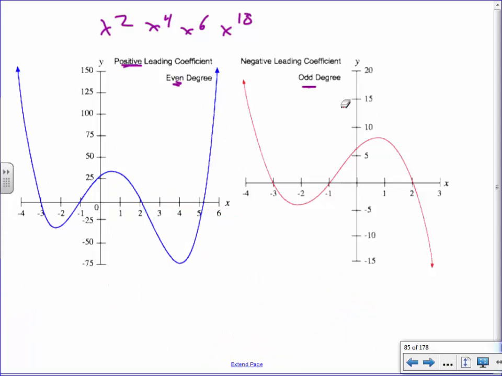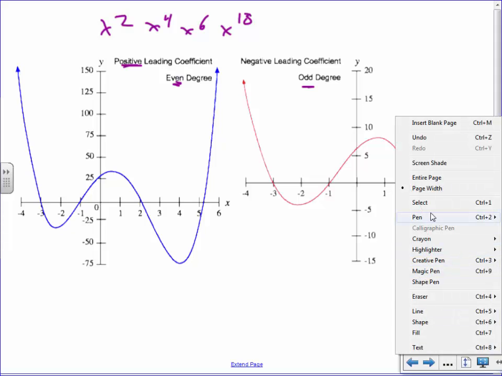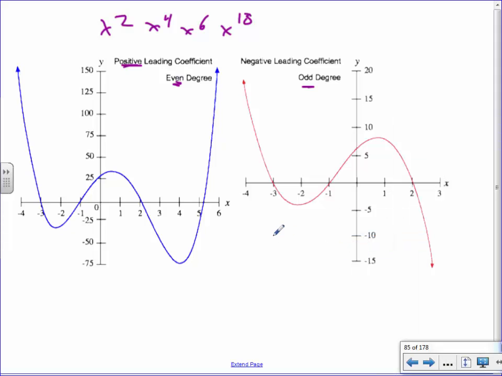Okay, so based on this graph right here, it would look to me like we should have an x plus 3, right? Due to the root of minus 3. We should have an x plus 1 due to that root right there. And that one looks like it goes through x minus 2 because it goes through plus 2, right?